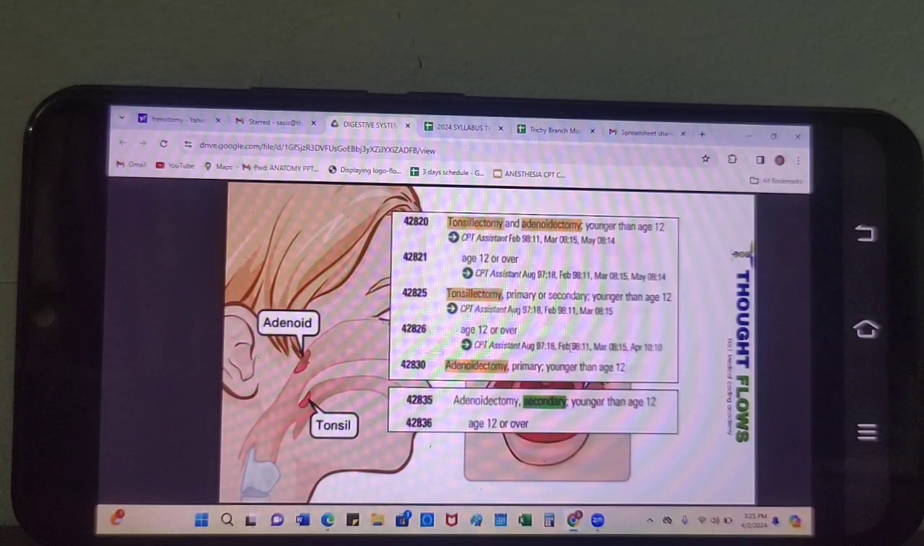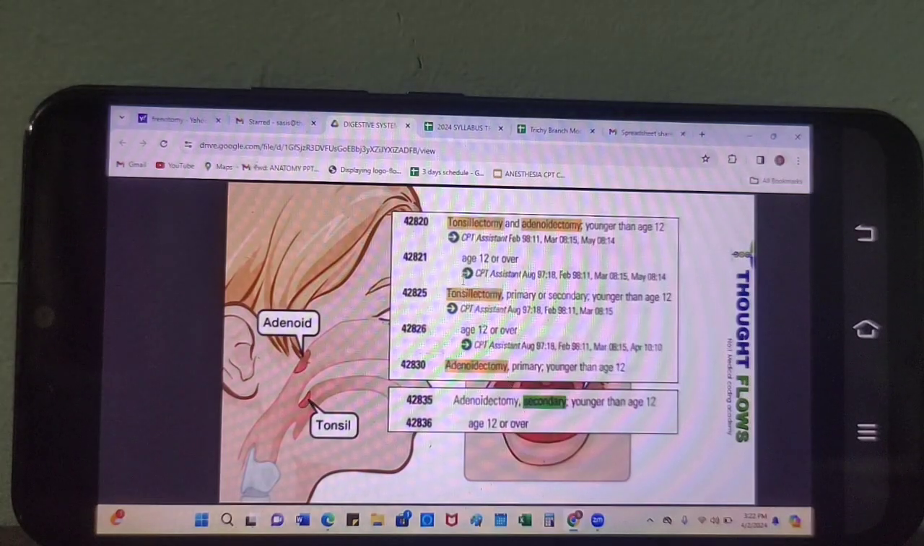Same like that. Here in adenoidectomy, we have two classifications, primary and secondary. So same like that, you have to check the patient age, younger than 12 years or 12 years or older.